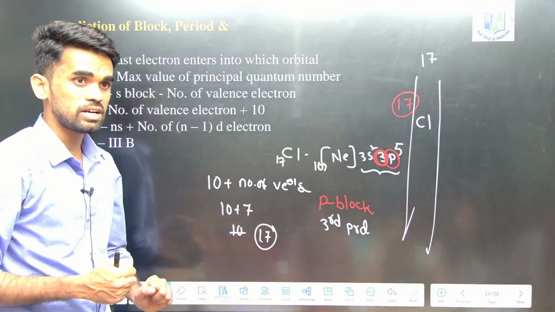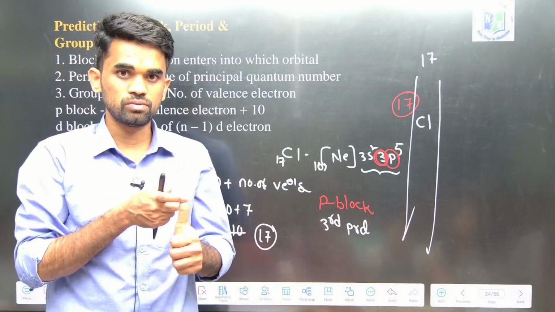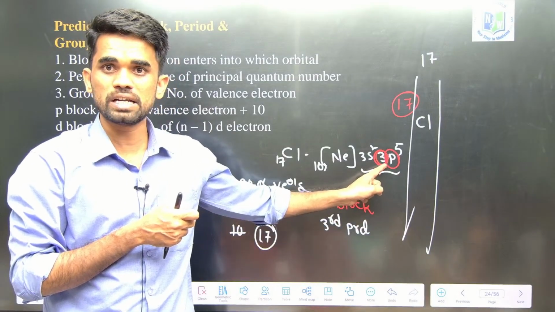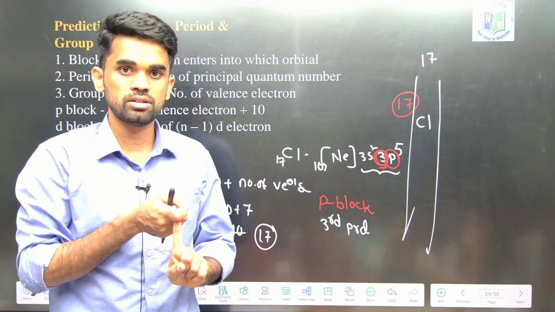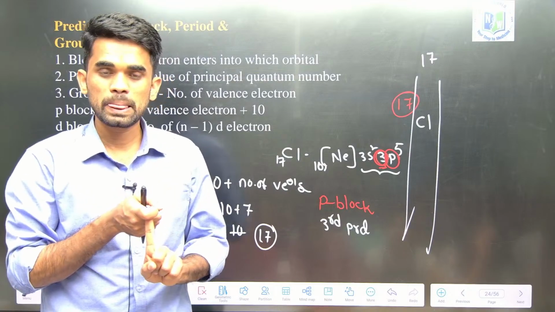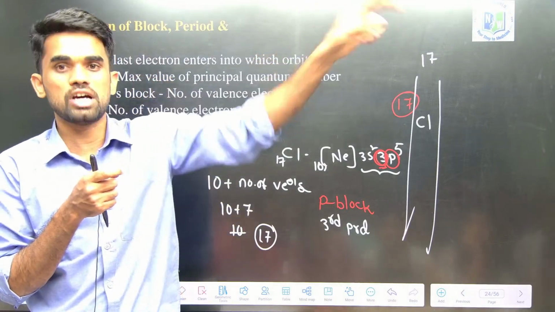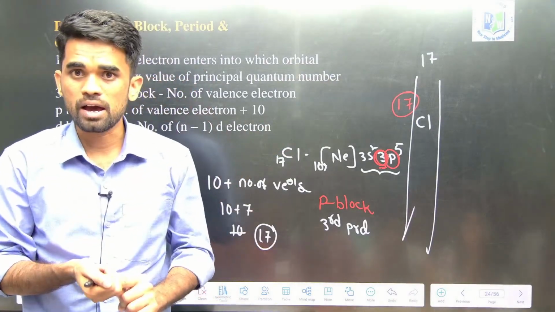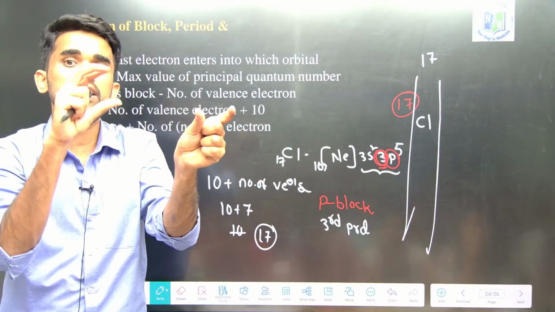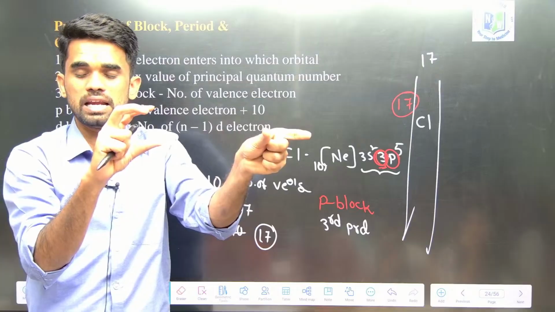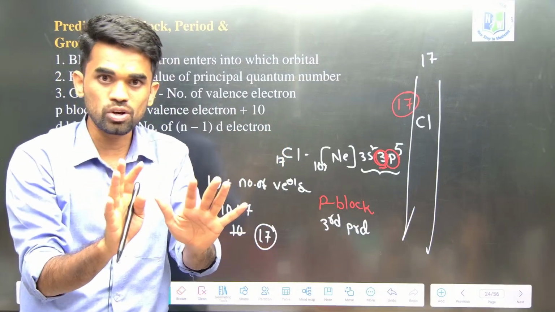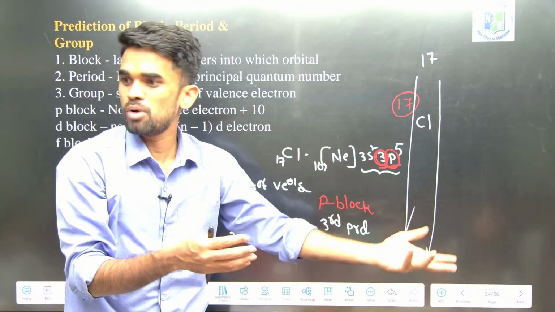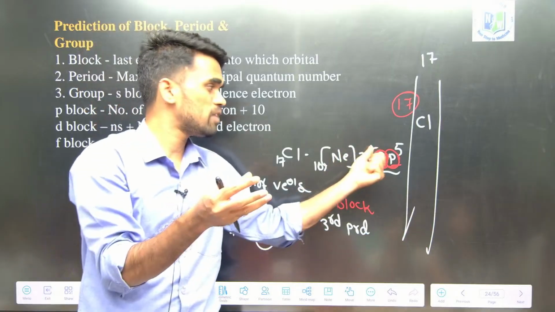Okay, so what are the things I told you for identifying period? Its highest principal quantum number. In order to identify which block, the last electron entering into which orbital, which subshell. Next, identifying group. If it is P block, add the total number of valency electrons to 10. If the last electron is entering into the P subshell, we can say it's a P block element. So now what to do? 10 plus that number of valency electrons.